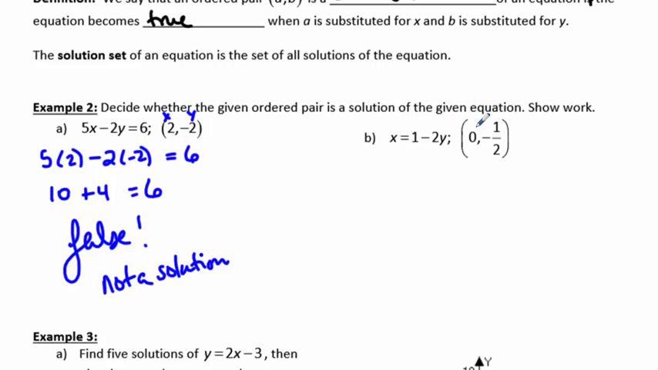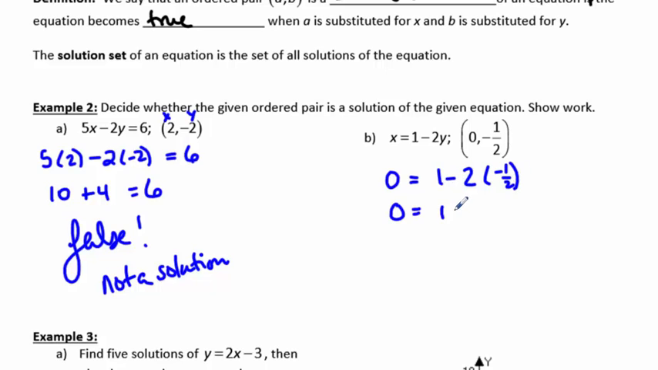In part B, we want to check the ordered pair 0, negative 1/2. 0 is the x value. Plug that in for x. Equals 1 minus 2 times y. Negative 1/2 is the y value. Let's check to see if this is true. Is 0 equal to 1?